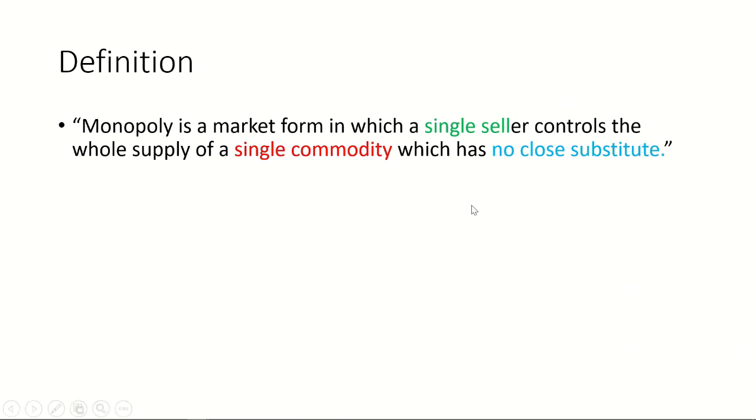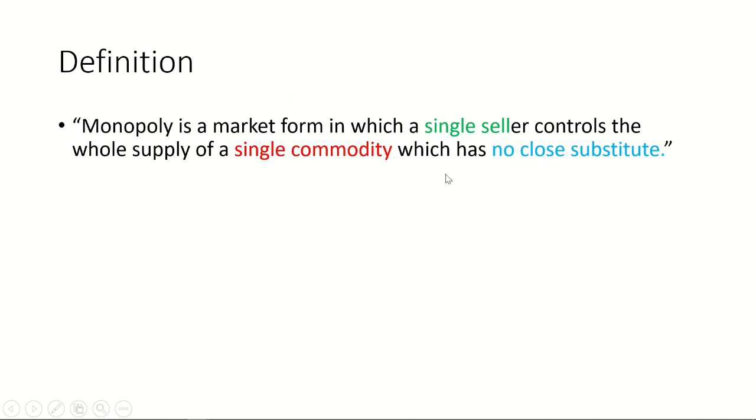Monopoly is a market form in which the single seller controls the whole supply of a single commodity which has no close substitutes. First of all, we know that this is a market form, and second is that it has the single seller and it controls the whole supply of a single commodity. So it's a market form, it has only one single seller that controls the supply of a single commodity, and this particular product has no close substitute.